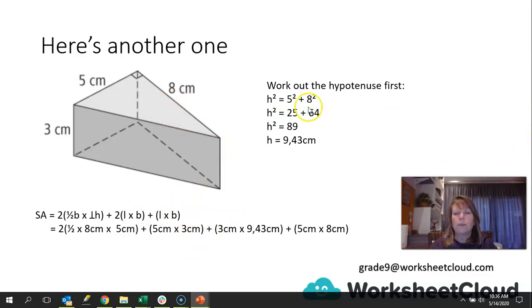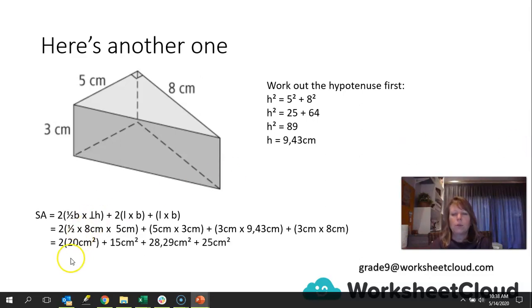We've got half of 8 because that's the base, times 5, so it can be 4 times 5, which is going to give me 20. And then I'm going 5 times 3, 3 times 9,43, and 5 times 8. Everybody see that? Shouldn't be 5 times 8, I don't think. Just fix that last bracket for us. It shouldn't have been 8 times 5. It should have been 3 times 8 or 8 times 3. Okay, so let's carry on.